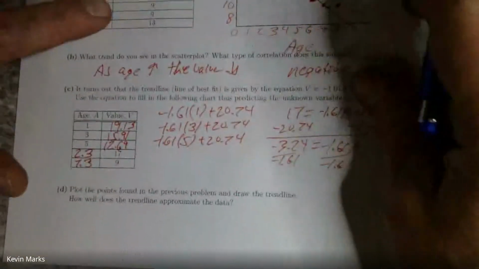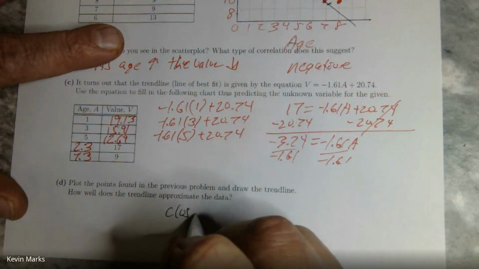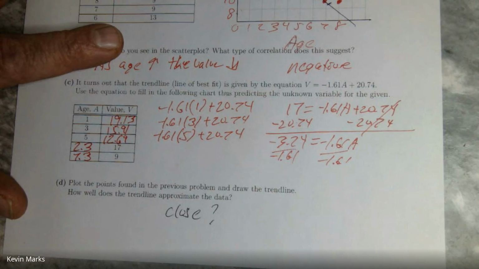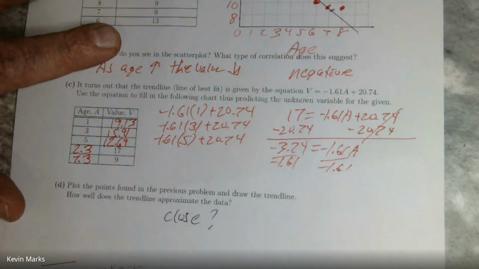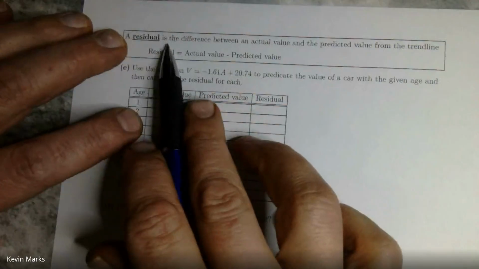Okay, so how well does the trend line approximate the data? It's pretty close, right? But that's pretty vague. What does that mean, close? So now we need to talk about what it means to be close. Now we can talk about what's called a residual. A residual is basically how close is it?